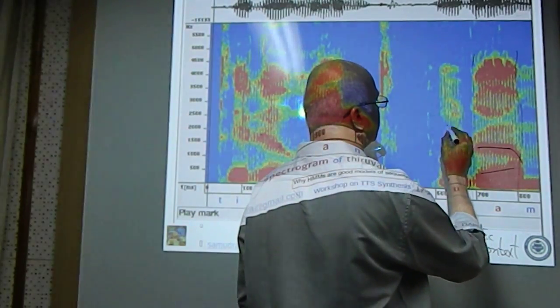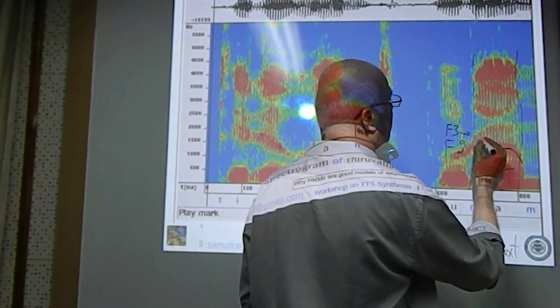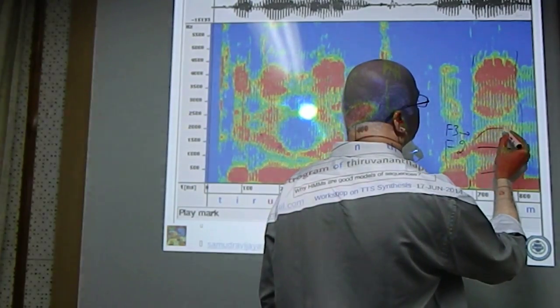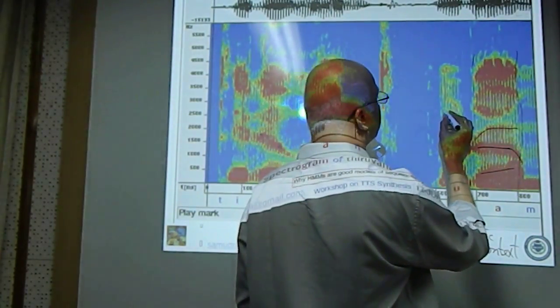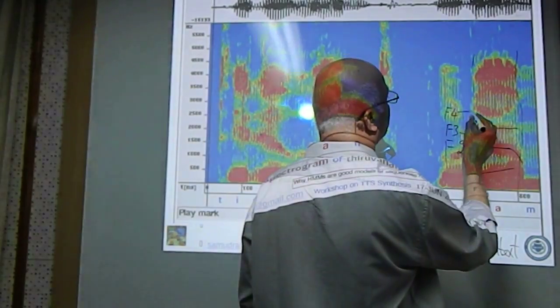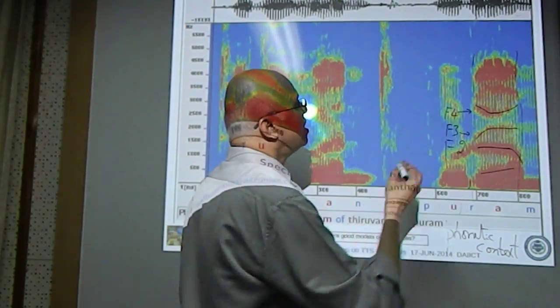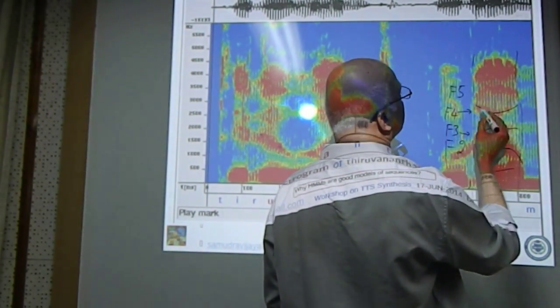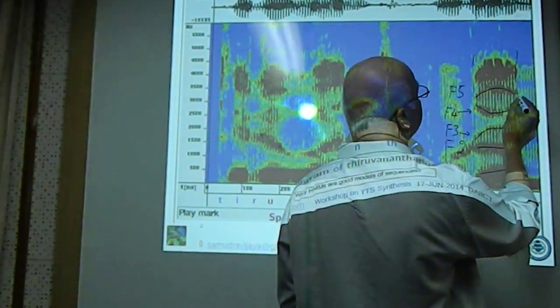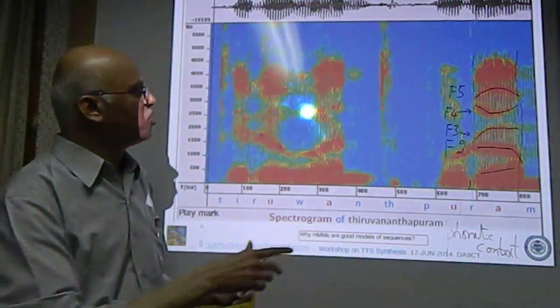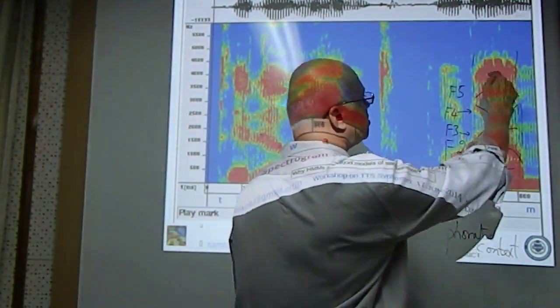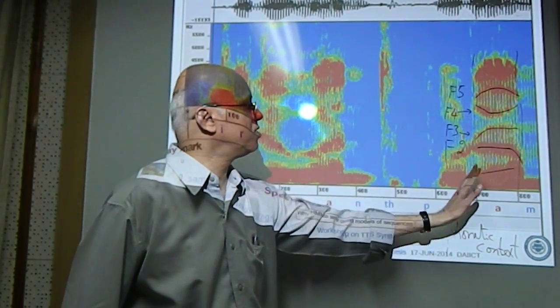Let us look at F3. F3 is here, it increases and remains constant. Now let us look at F4. F4 is here, it is decreasing slightly and increasing. Let us look at F5. If you look at F5, it increases slightly and decreases slightly. You see, within a sound, different resonance frequencies, different Formant frequencies vary differently. That depends upon the Formant frequencies of the previous sound and the following sound.